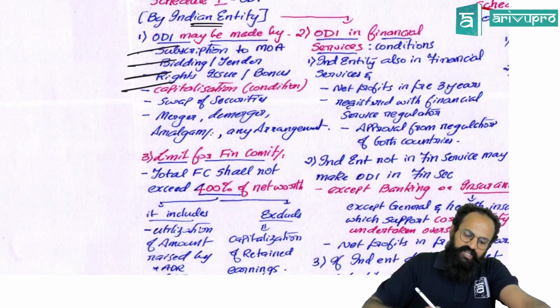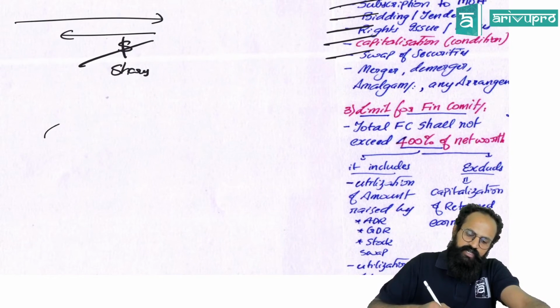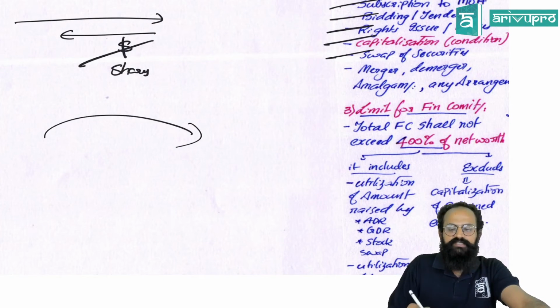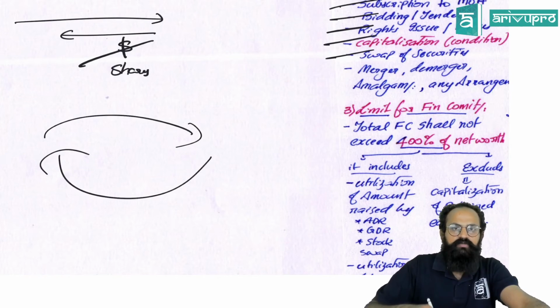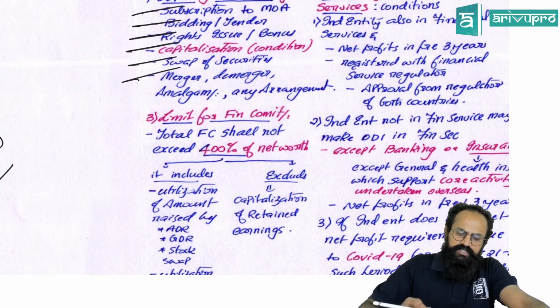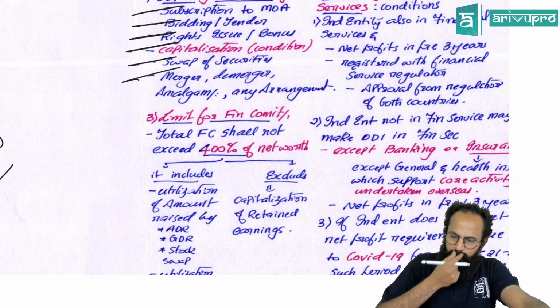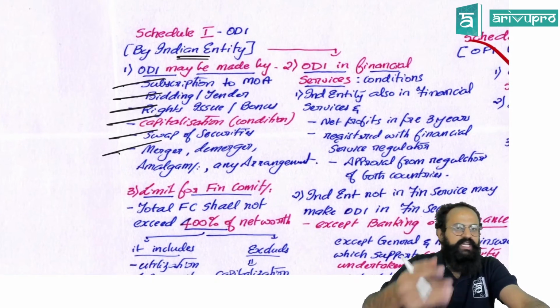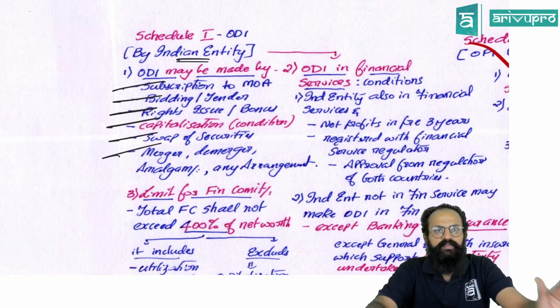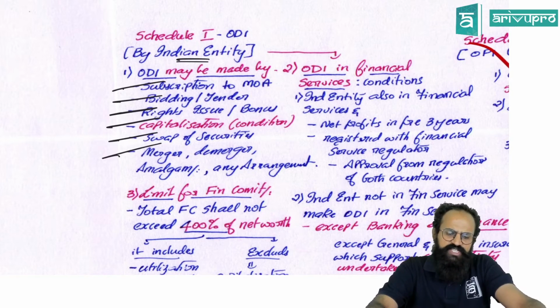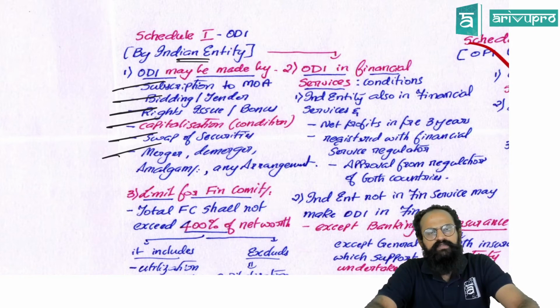Next one, swap of securities. Tata will give you Tata's shares, you give them your shares. Swap. Merger, demerger, or amalgamation, or any other arrangement. So you can invest in any of these ways. It's absolutely allowed. Okay, this is generally the normal way for a company to invest in a foreign entity.